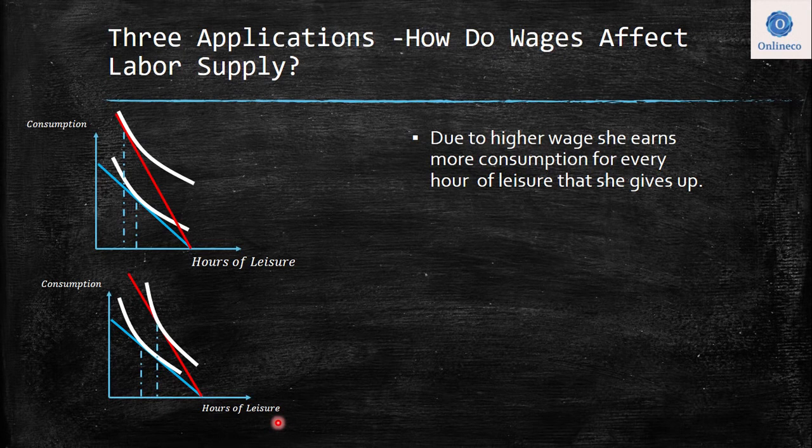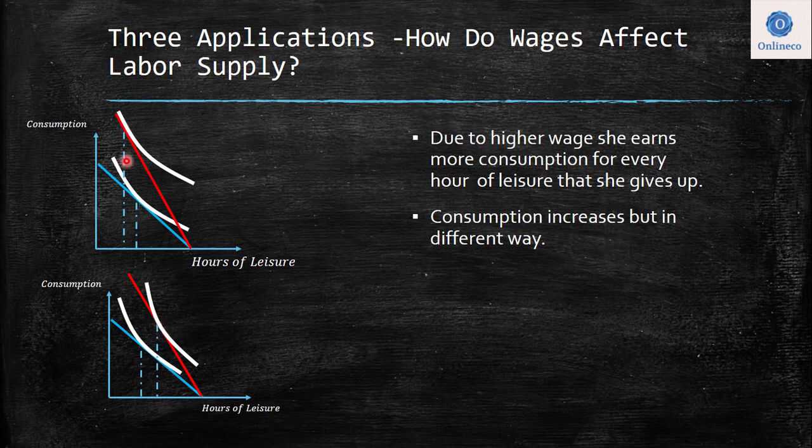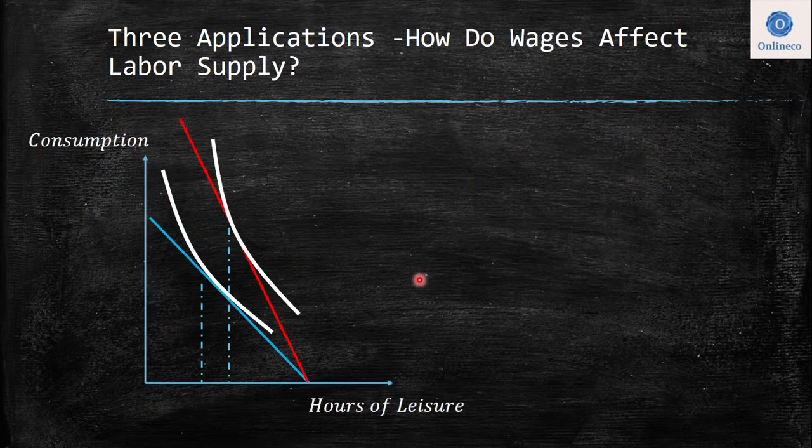Because if you give up 1 hour and you worked before, you had $50 and now you will have 60. So consumption increases but in a different way, right? Because this consumption increased, but not as much as the previous one. So then we have one situation with less leisure, and the other with more leisure. We're going to discuss this one because it's more interesting. Why, if you receive more money, do you work less?